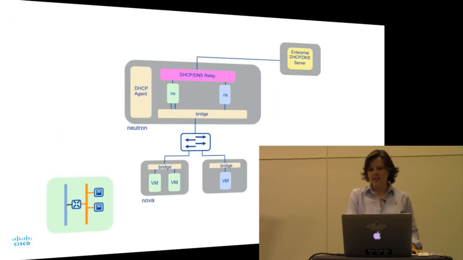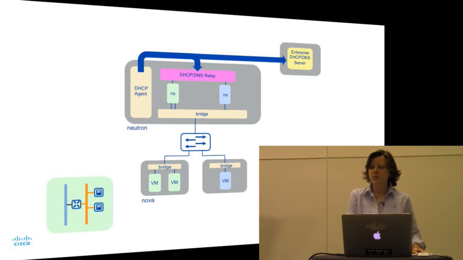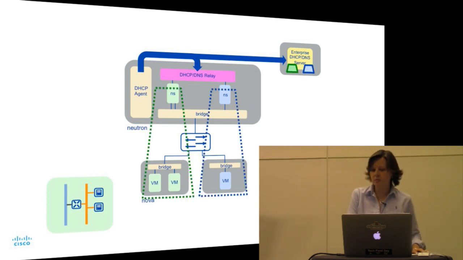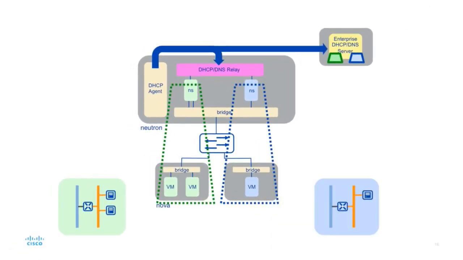So what does this look like? As the network node comes up, the DHCP agent configures the relay and the enterprise server. And what it's going to do is configure in the enterprise server a DHCP VPN and a DNS view for each tenant network. So you can see that they're isolated the way that they need to be in OpenStack.